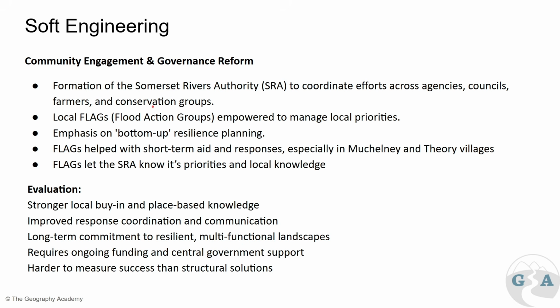Community engagement, so looking at the River Authority and bringing in different agencies for recovery, evacuation warning, and coming up with plans, the Flood Action Group there as well, to manage local priorities. So bottom up resilience planning. This means that it starts with the locals. They can say what they believe is the best thing for them, and then the plans can be put into place on a more national scale for the funding.